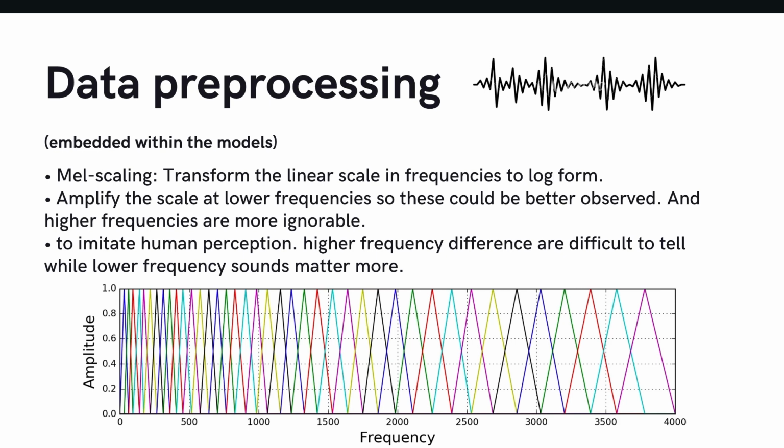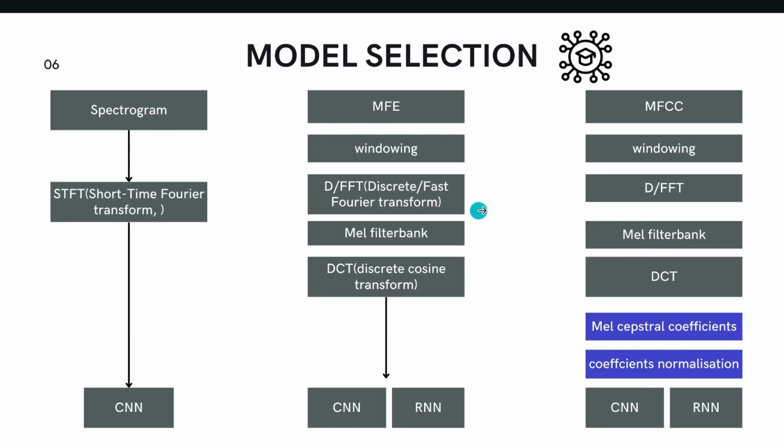time algorithm to further reflect human perception of audio, which I'm not going to elaborate here. So this leads us to the selection of models. There are 3 models suitable for audio data classification on Edge Impulse, namely spectrogram, MFE, which is mel frequency energy, and MFCC, which is mel frequency cepstral coefficients.